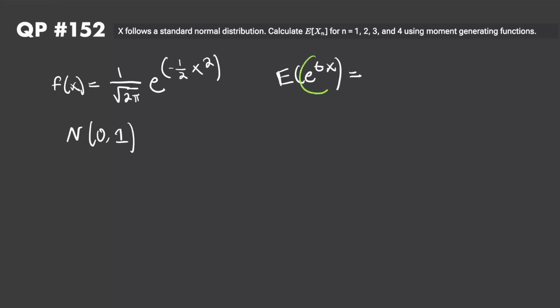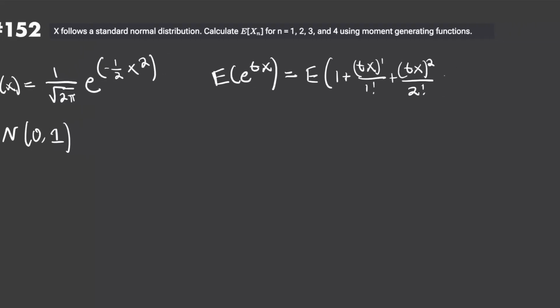Well, it works because if you write this in terms of its Taylor series expansion from calculus, you just get something like this. You get 1 plus tx to the power of 1 divided by 1 factorial, plus tx to the power of 2 divided by 2 factorial, etc. It keeps on going like that, right? The next term is going to be tx to the power of 3 divided by 3 factorial, and so on, all the way up to infinity. This is just from calculus.